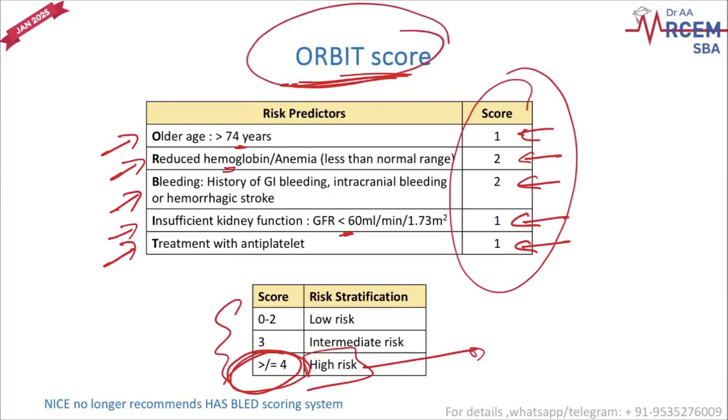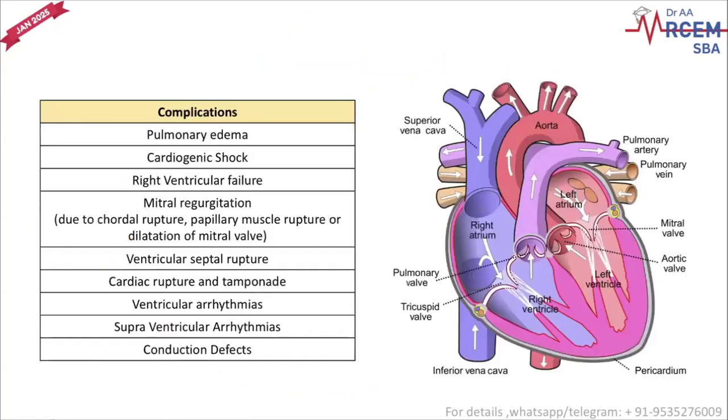At the same point of time, remember that the HAS-BLED score was used previously. It is no more recommended. It's been almost 2-3 years since we have stopped following the HAS-BLED. According to the NICE guideline, they recommend you to follow the ORBIT. So if you remember the ORBIT score, that should be sufficient. Whenever I mention high risk of bleeding, it is depending on the ORBIT score. Depending on the ORBIT score, if it is a high risk of bleeding, then you consider changing of the treatment protocol.